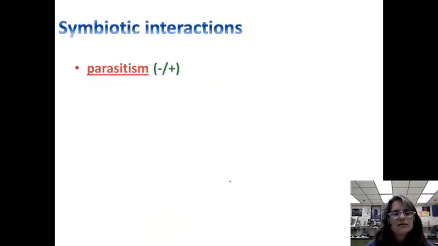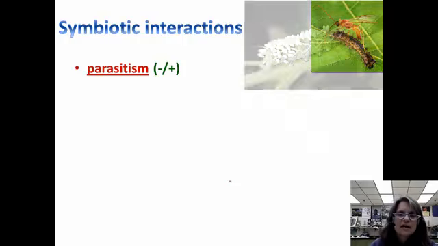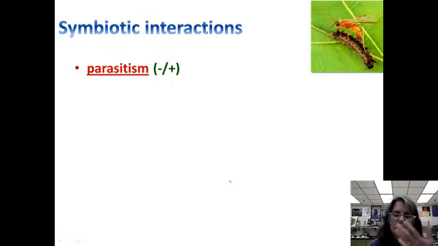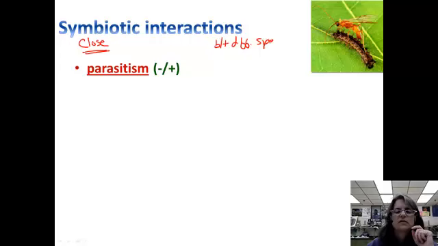All right, we need to talk about symbiosis. Okay? There are three major types of symbiotic interactions. Remember, this just means in general a very close relationship between different species. Okay? Parasitism is an interaction in which one member of this relationship is harmed while the other is benefited.